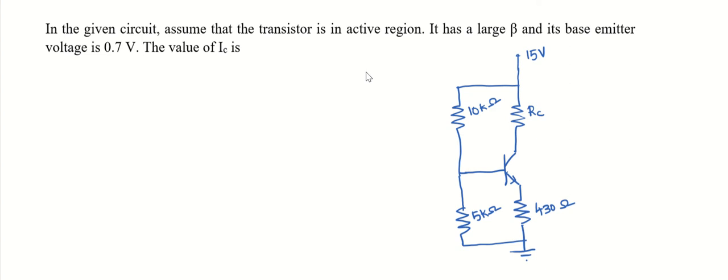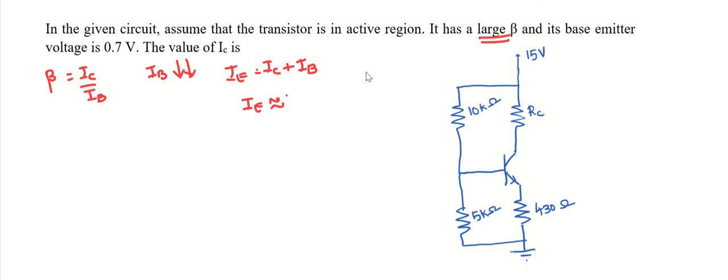So the key point given here is beta is large. So beta is equal to what? IC divided by IB. Okay. Since beta is very large, we can say that IB is very minimum. And also we know that IE equal to IC plus IB. Since IB is very minimum, we can say that IE is equal to IC. So we have to find out IE to find the IC.